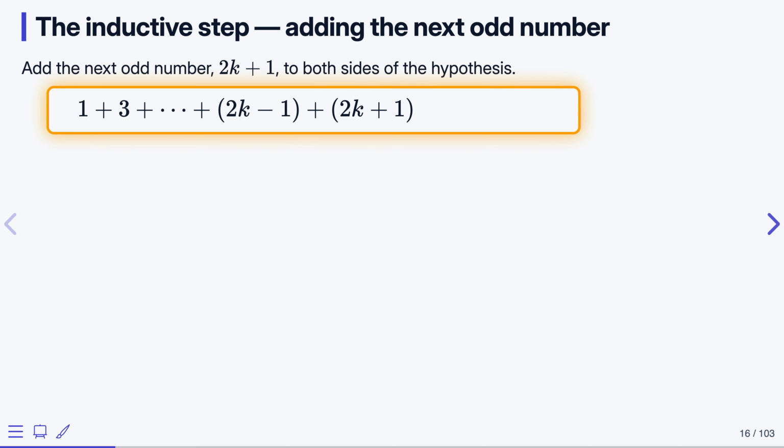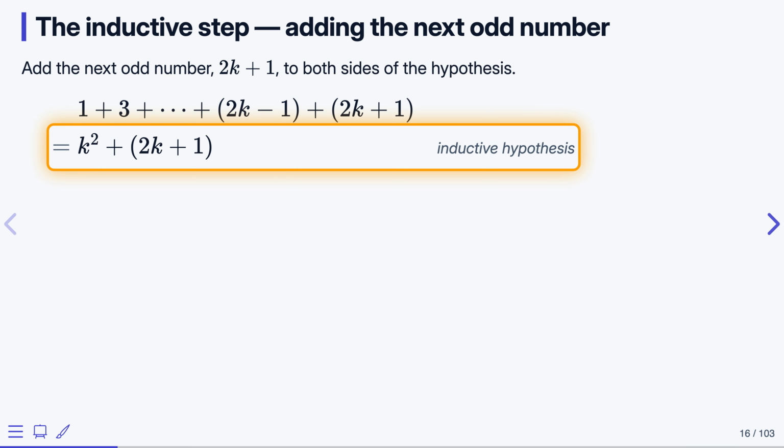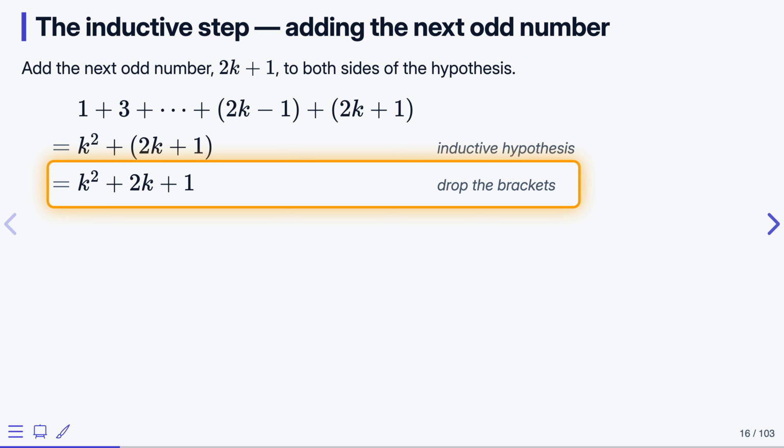We start with the sum of the first k odd numbers, plus the next odd number, 2k plus 1. Step 1. The first part is covered by the hypothesis. Replace it with k squared. Step 2. Open the brackets. We have k squared plus 2k plus 1.